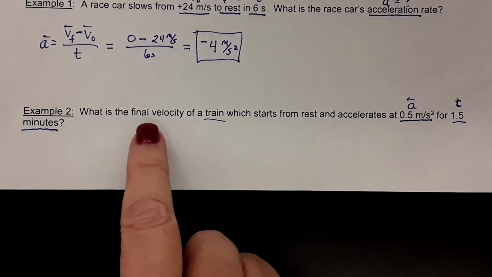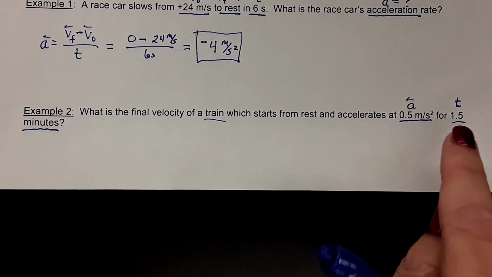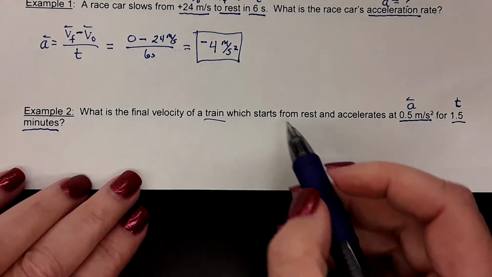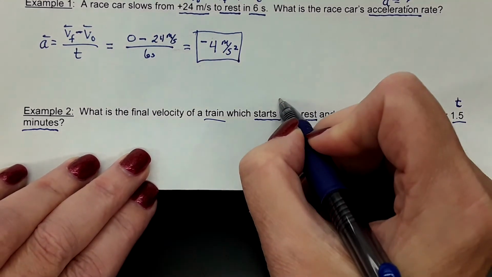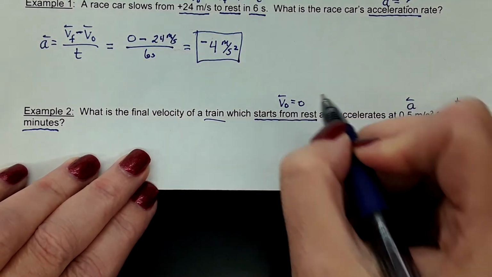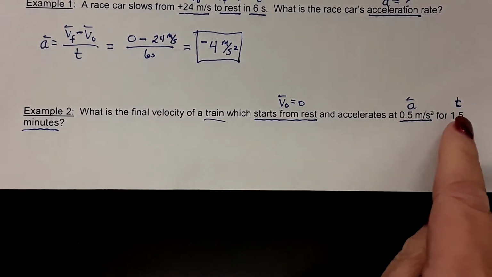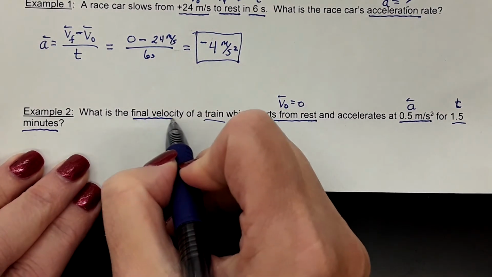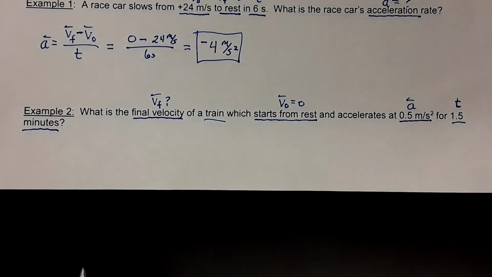All right, so we've identified the focus object. We've identified numerical information. Is there any inferred information? Oh, look, yes, there is. It says the train starts from rest. What does that tell us? The initial velocity is 0. Okay, so now we have 3 pieces of information. What are we looking for? The final velocity of the train. At the end of that time period, how fast will that train be going?